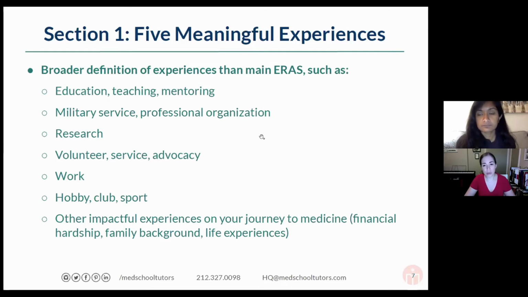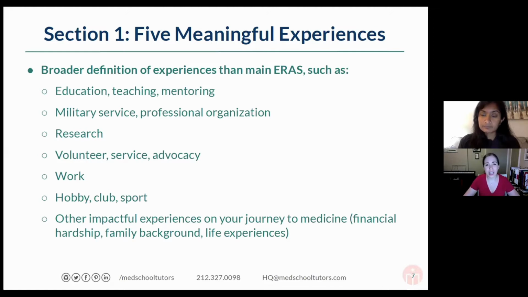It also allows you to have a section to describe an impactful experience that is a non-traditional experience. So this can be anything that may influence your path. Whether you had financial hardships, family illnesses, something about your family background, immigration status, anything that there's not really a space in the main ERAS application to explain, this is a good place to say how this influenced your application.